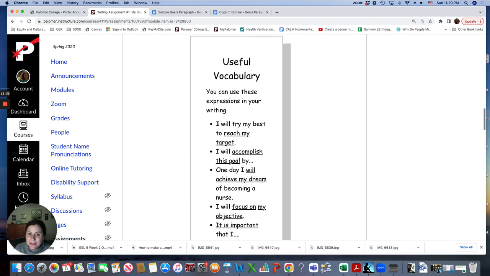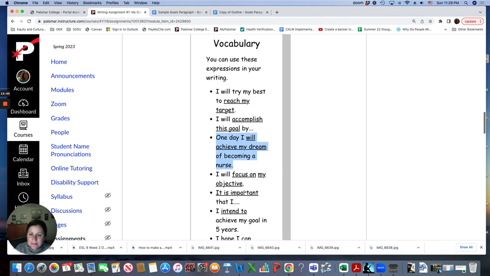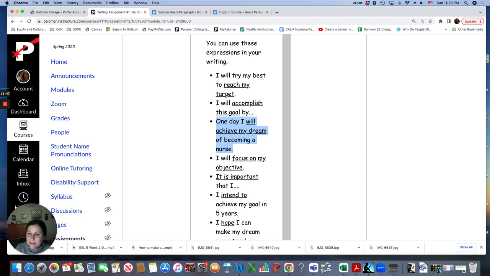Also vocabulary. I have some suggestions. Like one day I will achieve my dream of becoming a nurse. Okay, so I recommend using some of this vocabulary.